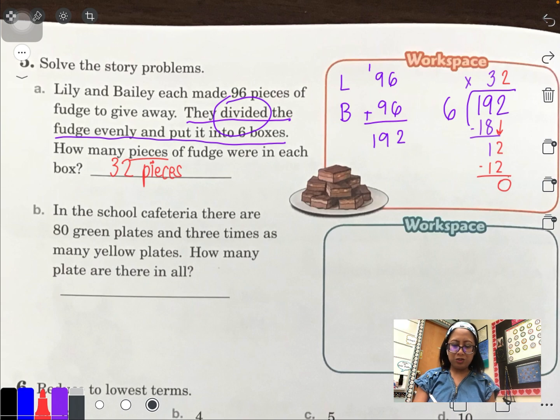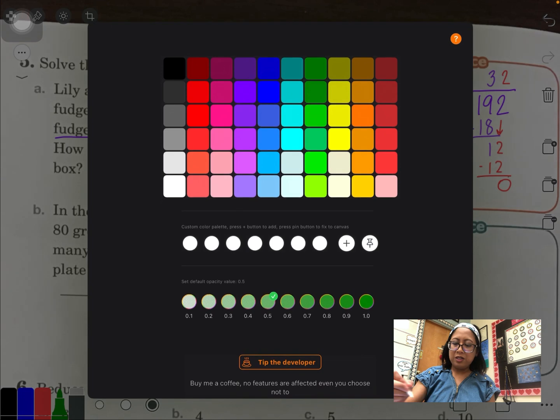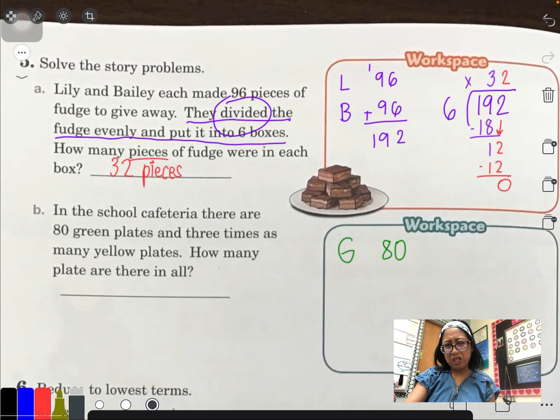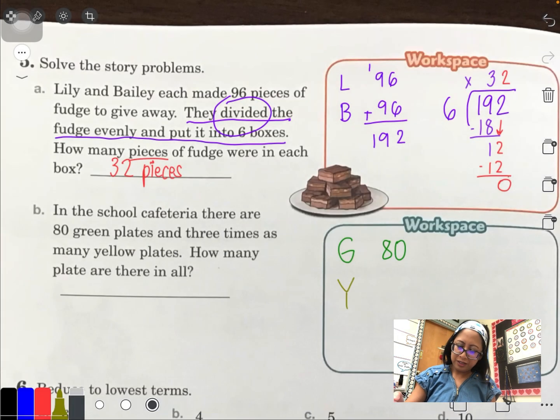So, let's use green. I got G for green. And there were 80 plates there. Yellow. I'm going to use like a dark yellow so that we can see that. Okay, that's kind of good. So, yellow, there were 3 times. See how it says 3 times? Now, it doesn't mean there are just 3 yellow plates, right? It's not like one of those games where you're like, if you got the lucky yellow plate, you're the winner. No. There were 3 times as many yellow plates.